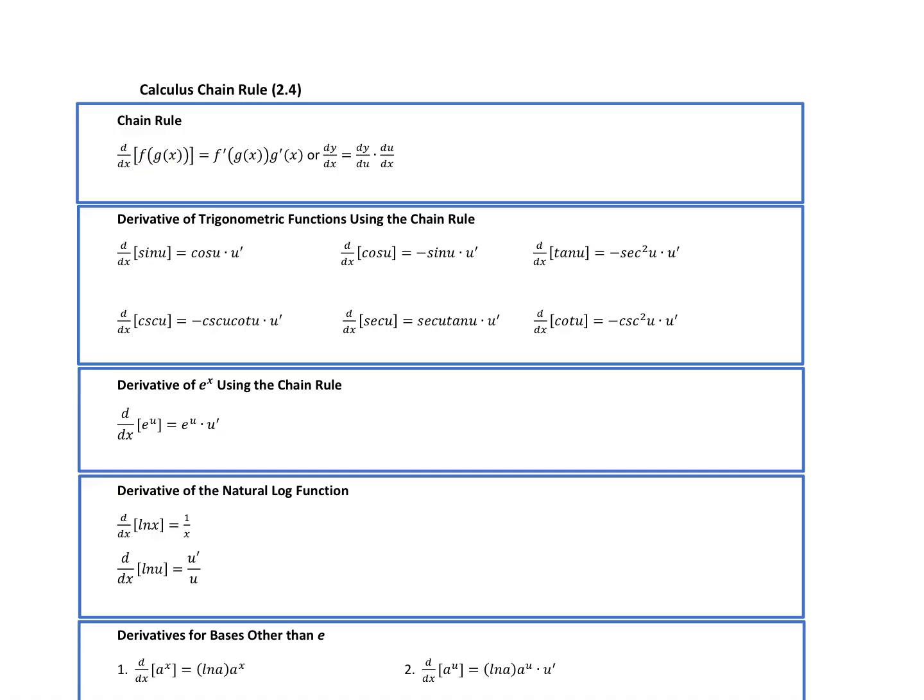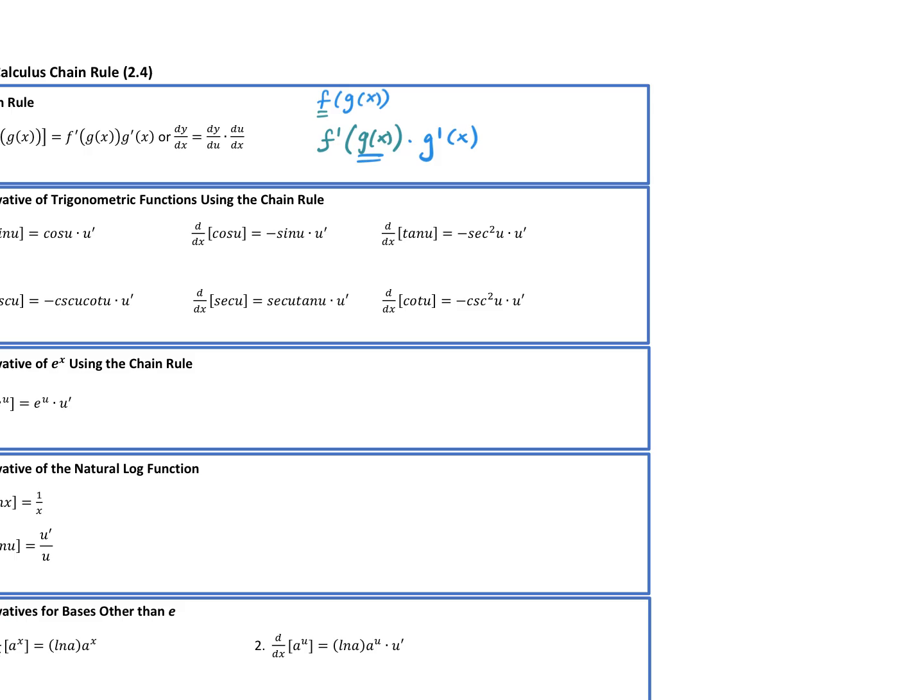The way we do this is you take the derivative of the outside function first. I'm going to take the derivative of f, which is f prime. I rewrite the inner function, and then I'm going to times it by the derivative of the inside function, which is g prime of x. It's used a lot with trig functions.